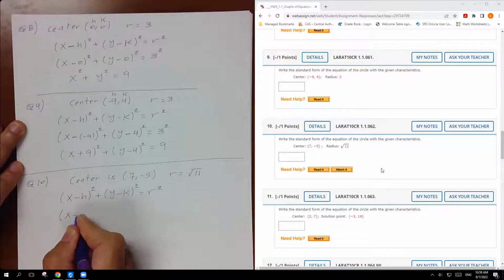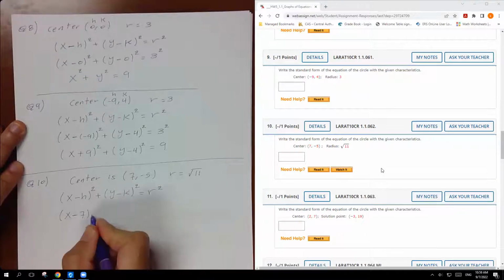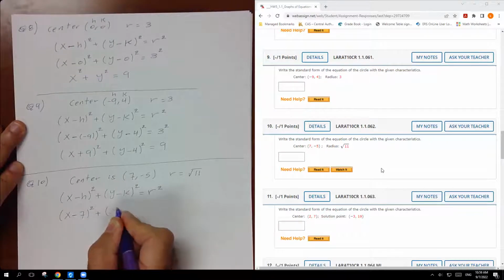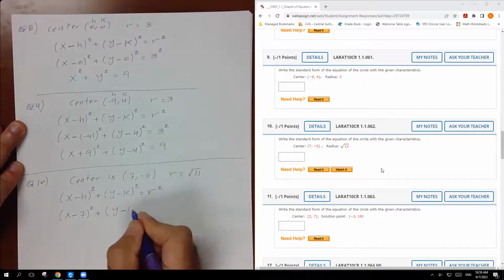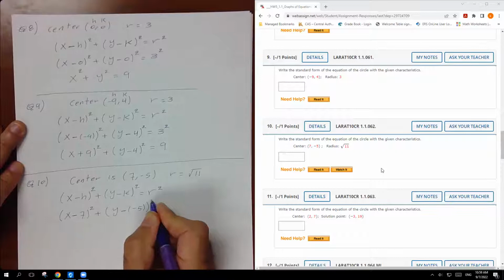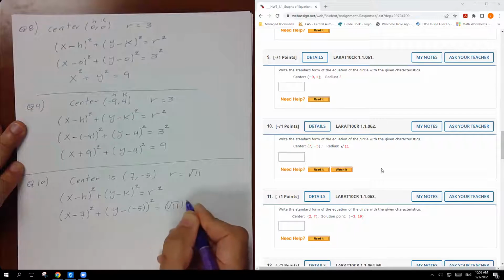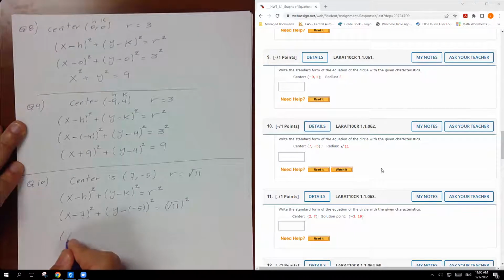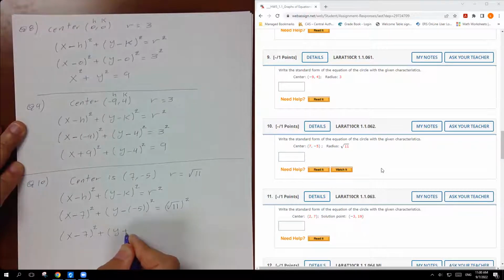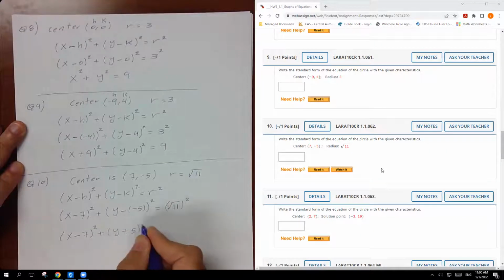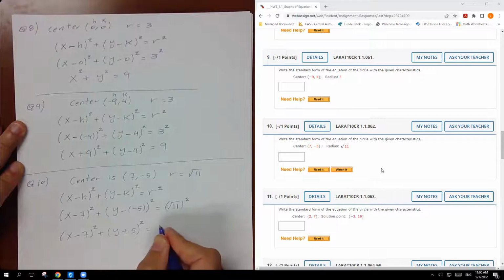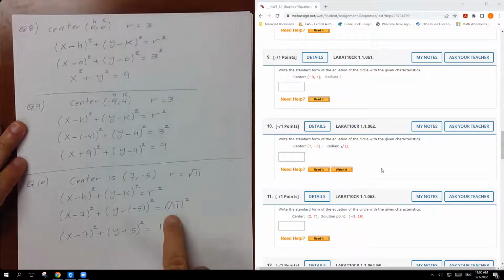Plug in: x minus h is 7, squared, plus y minus k is -5. That means it's going to be -5 here. Close the parentheses, equals r squared, the square root of 11 squared. Now we're going to simplify. It's going to be (x minus 7) squared plus (y plus 5) squared, because negative times negative is positive, equals the square root of 11 times the square root of 11, which is 11. So this is the standard form of the equation.